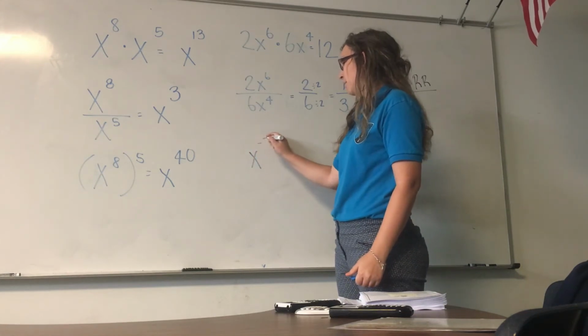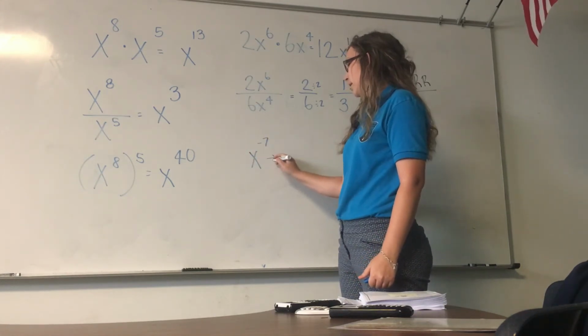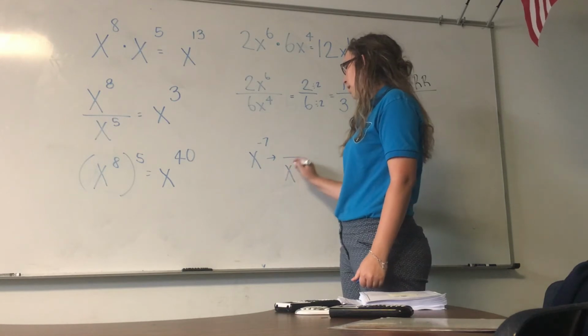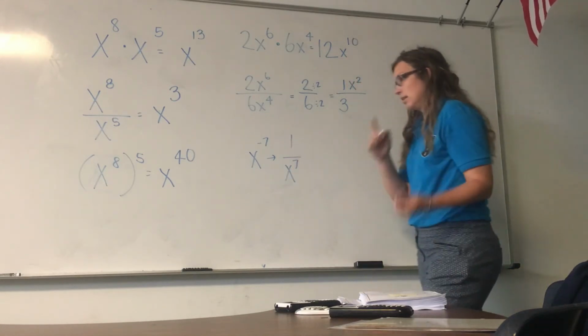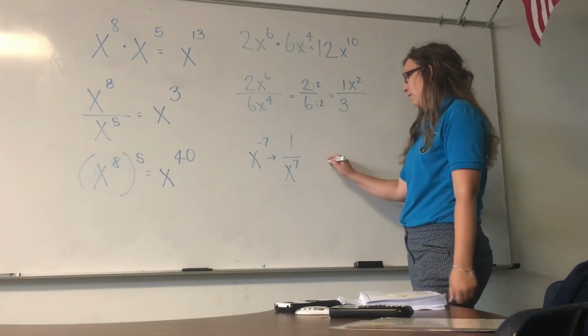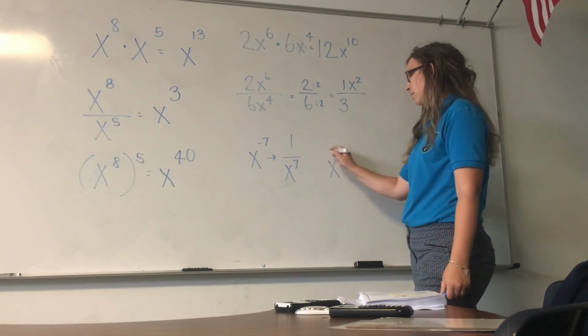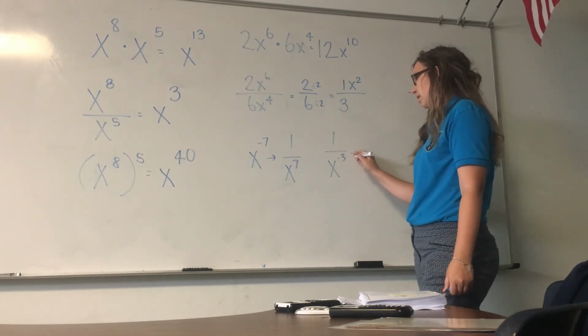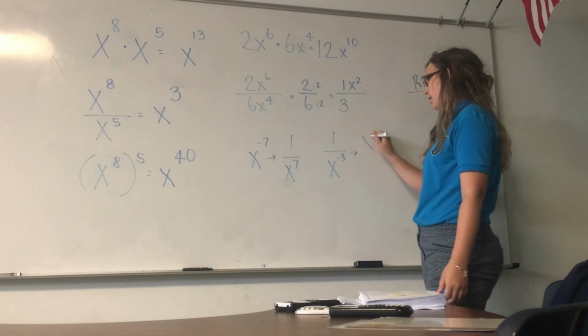If I have a negative exponent, just remember that gets flipped to the bottom and we make it positive. Similar if I have a negative exponent in the bottom, we flip it to the top and make it positive.